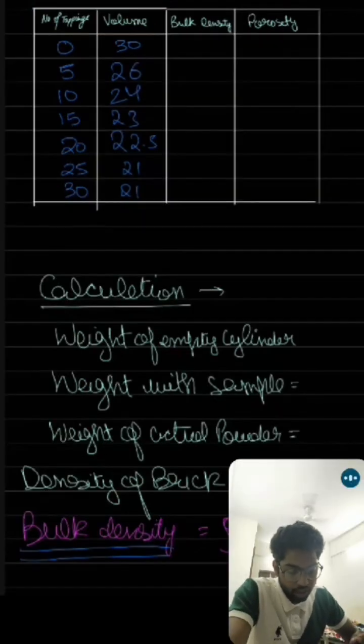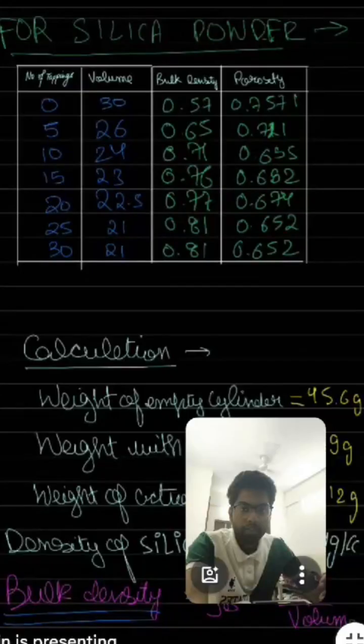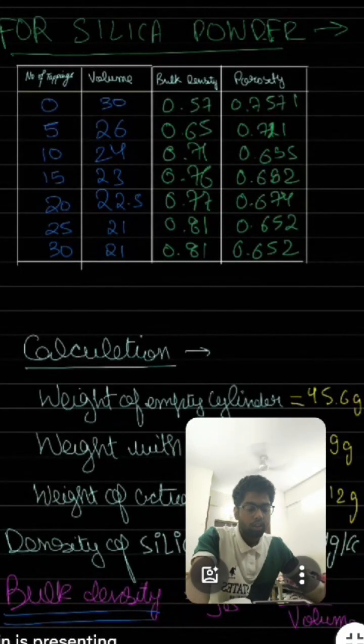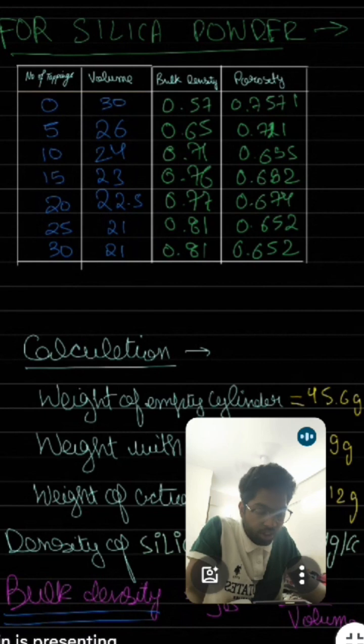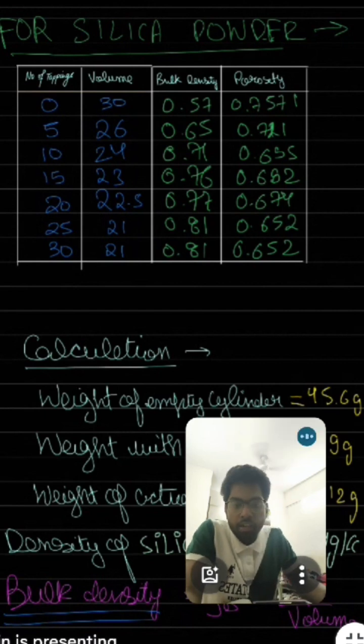So the readings for silica powder after several tappings: after 30 tappings, the volume becomes constant at 21, and we will finally find the bulk density. So we have found the bulk density and porosity of the silica powder.